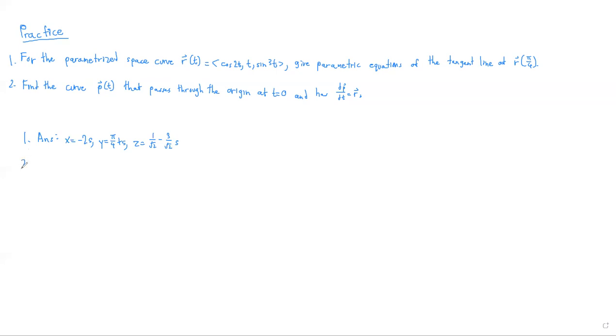And the second one, when you do it correctly, you should get p of t is equal to 1 over 2 sine 2t, 1 over 2 t squared, and negative 1 over 3 cos 3t plus 1 over 3. And I double checked, these are the correct answers.